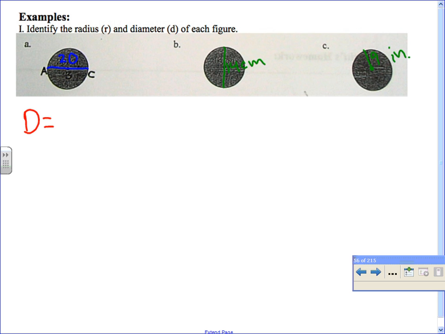Let's go to letter B. If you can't see it, here's mine. There's a line through it, 14 centimeters. Jeremy, what's the diameter? Good. Matt, what's the radius? Good job. Okay, flip over your notes to the next page.